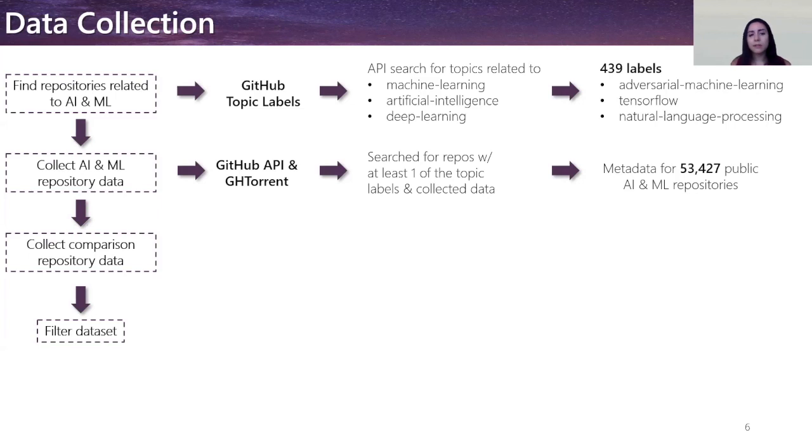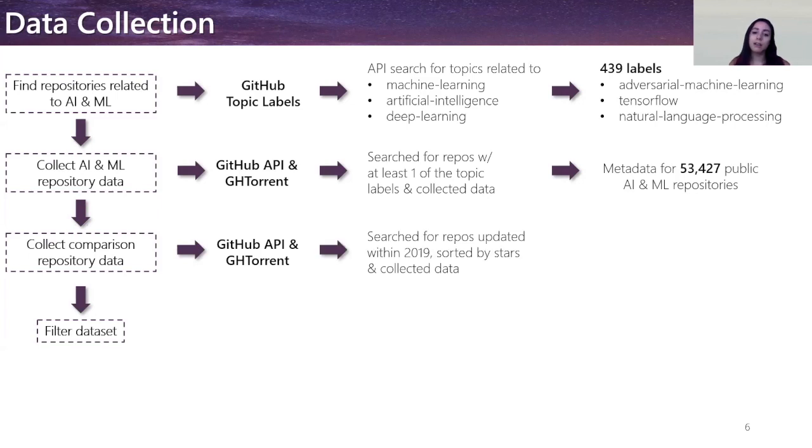We also used a similar approach for our comparison set, where we used the API and GHTorrent. But this time on the API, we searched for repositories that had commits within 2019 and then sorted them by stars. And then we collected all of the relevant data for the repositories we got back. So we collected 100,000 public comparison repositories.